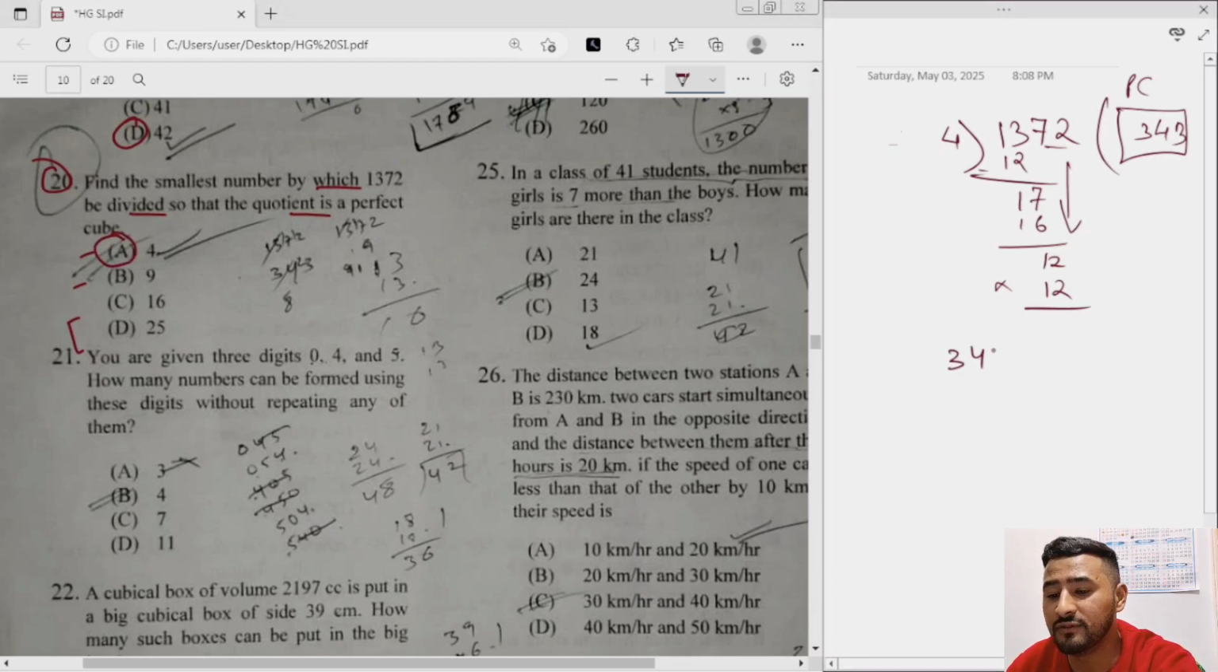Why? Because in the quotient we got 343, right? And this is the cube of 7. 7 7s are 49, 49 times 7 is 343. So option number A will be the correct answer.